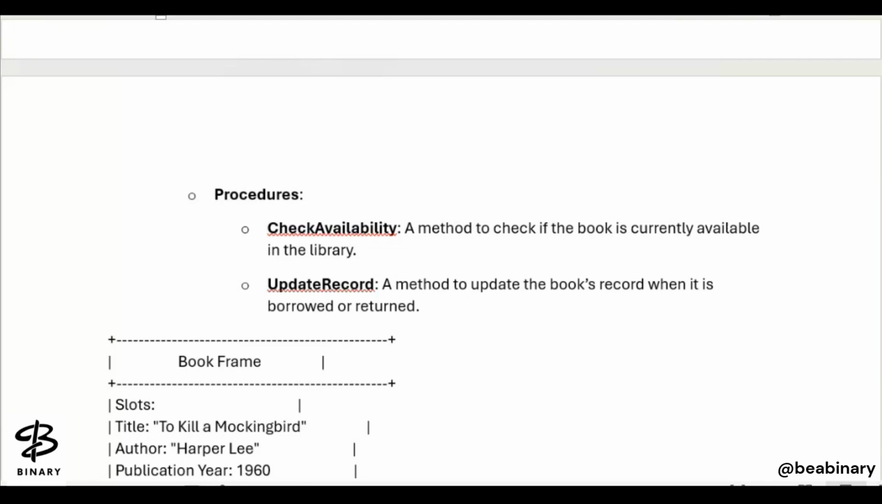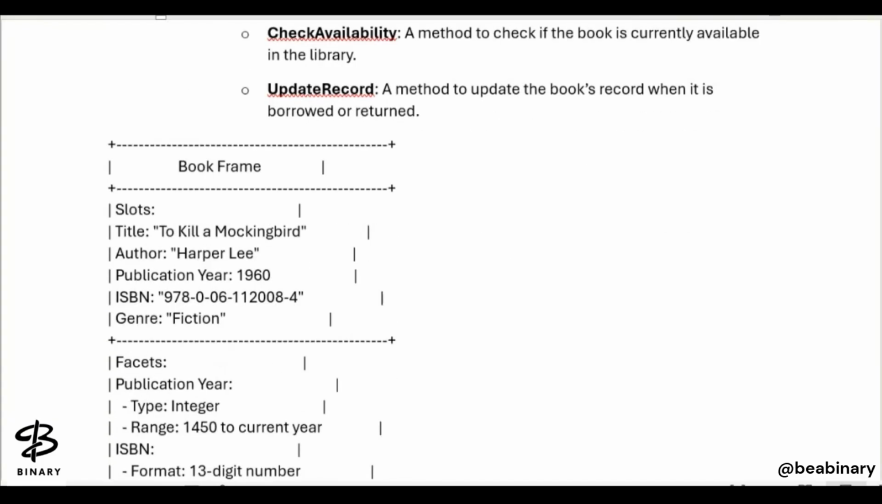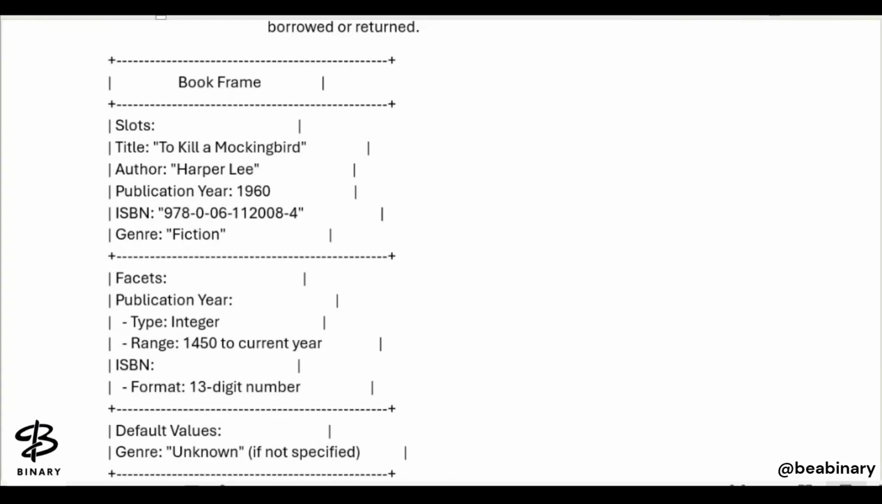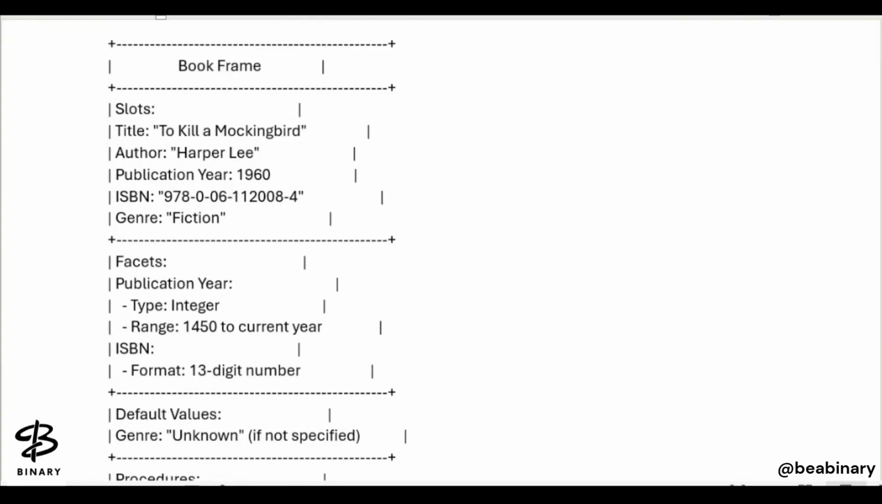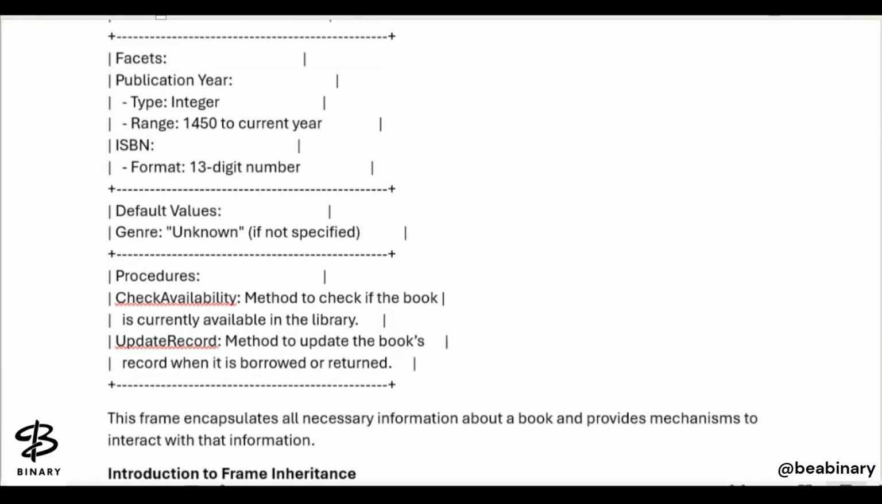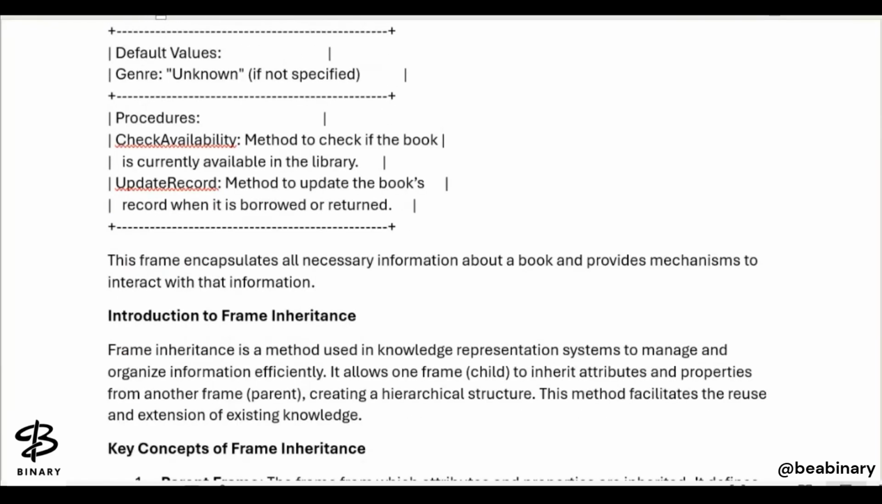Check availability is a function or a method to check if a book is currently available in the library, which can be issued to any user. Update record is a method to update the book record when it is borrowed or returned, so that we have information on how many books are present here. Simply, here we are representing a book frame with the frame components: the slots, the tags, the default values, the procedures. This frame encapsulates all necessary information about a book and provides a mechanism to interact with that information.